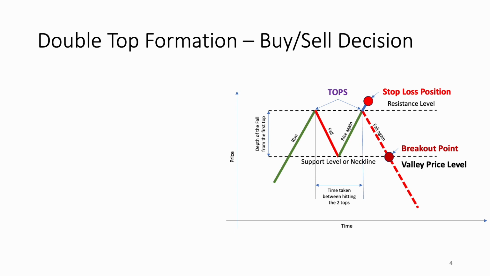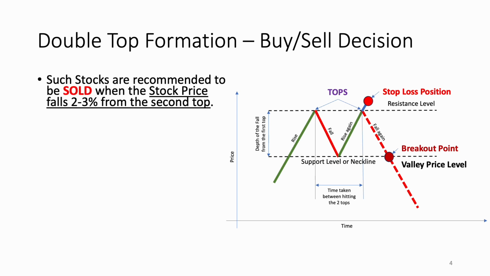Having understood the double top formation, now let us see how to make buy-sell decisions when we have identified a double top formation. The first decision is that when we identify a double top formation and we notice that the second top is being hit, we should make a sell decision at around about 2 to 3% below the second peak. So when the second peak happens, we should make a sell decision at around about this point where the double top formation has been identified. This is number one. So about 2 to 3% below the resistance level, make the sell decision.